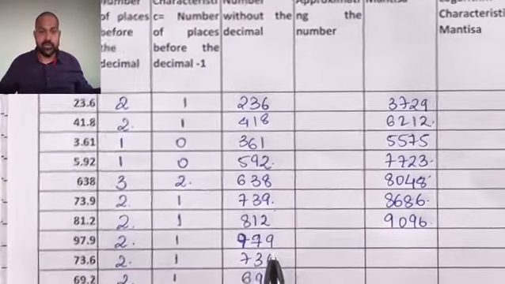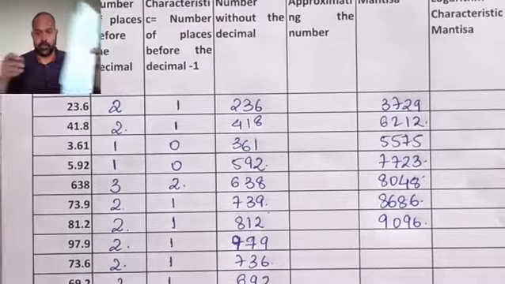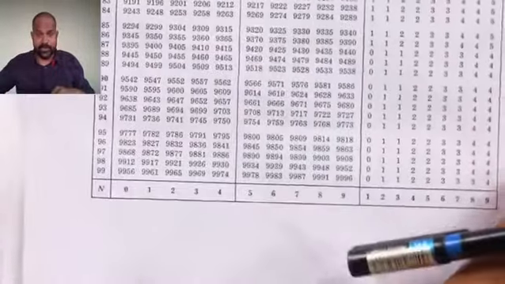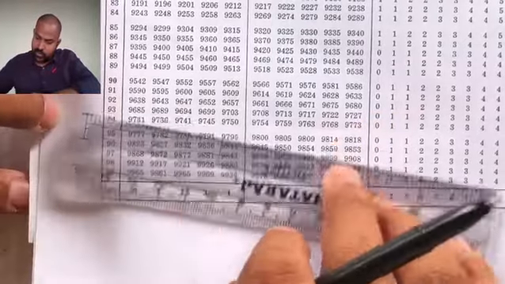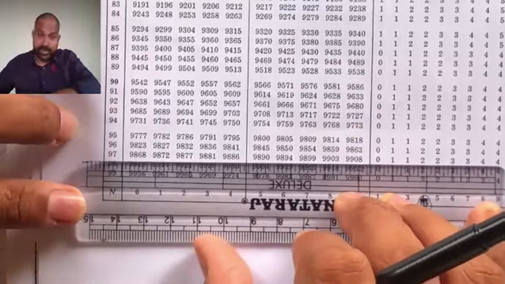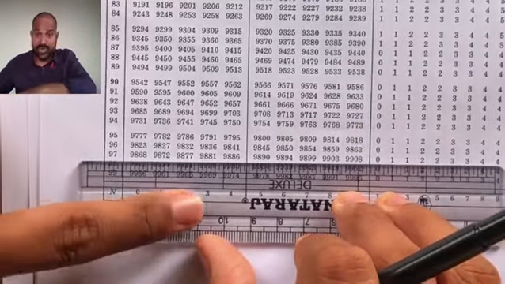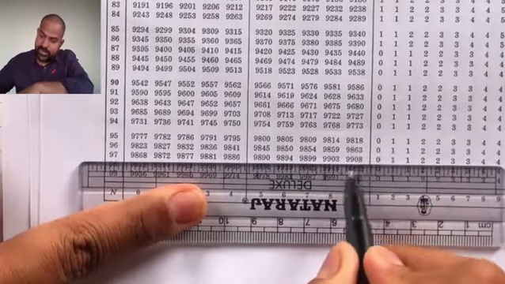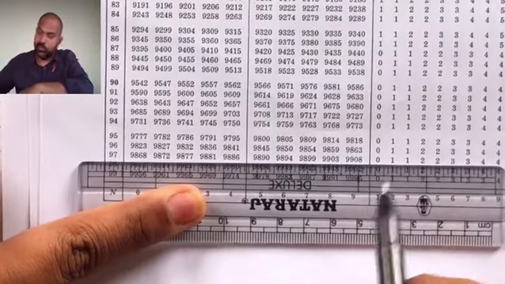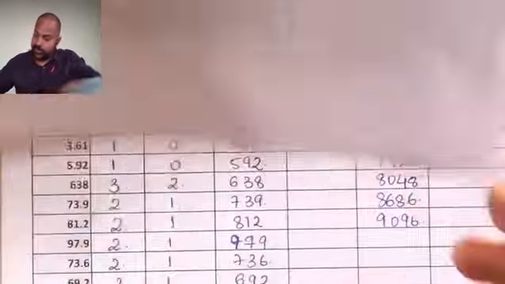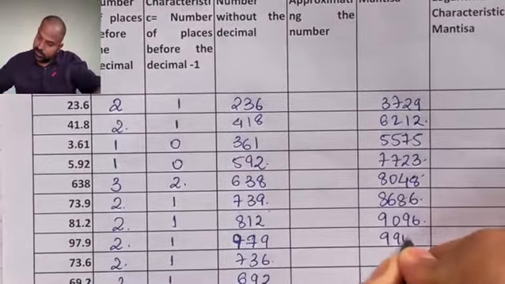979. So in 97, I am looking for the 9th column. In 97, which will be like the end of the second page, you are looking for the 9th column. It is 9908. The last column basically. 9908. Let's write that down.